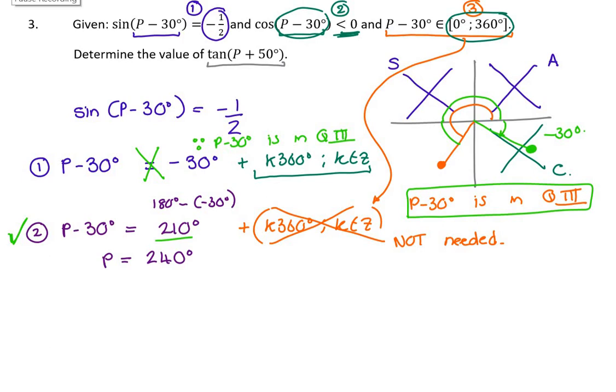So now that I know what p is, I can actually work out what they wanted me to do. They wanted me to work out what is tan of p plus 50 degrees. So let me just write myself a note here. This is p. So p plus 50, and I'm tanning p plus 50. So I'm actually tanning 290 degrees. And they didn't say we weren't allowed a calculator. So I literally just pick up my calculator and write tan 290. And I get negative 2,75.